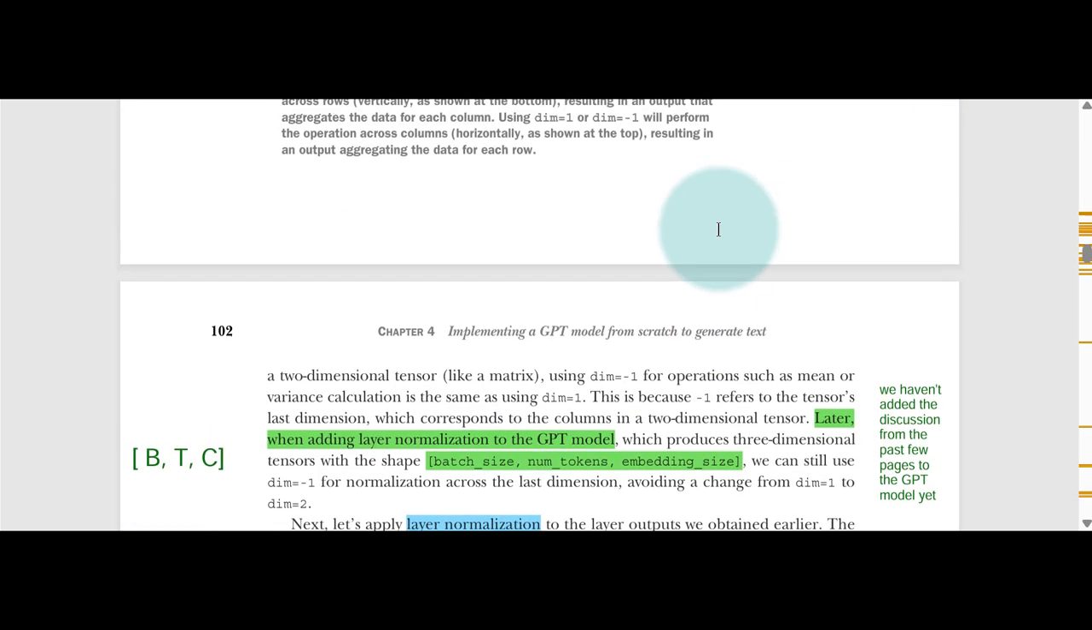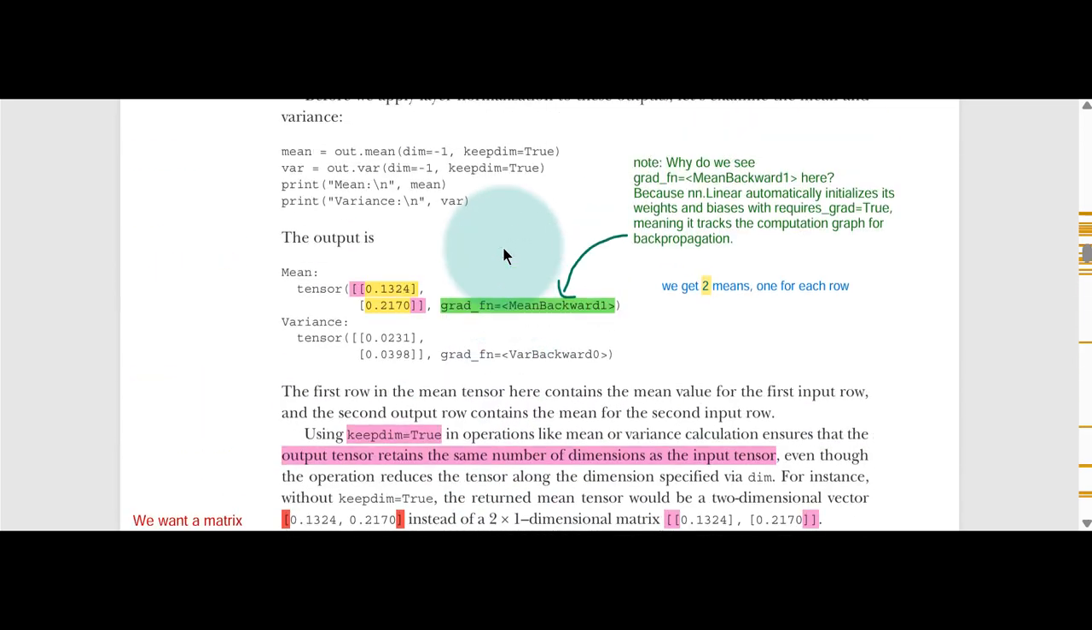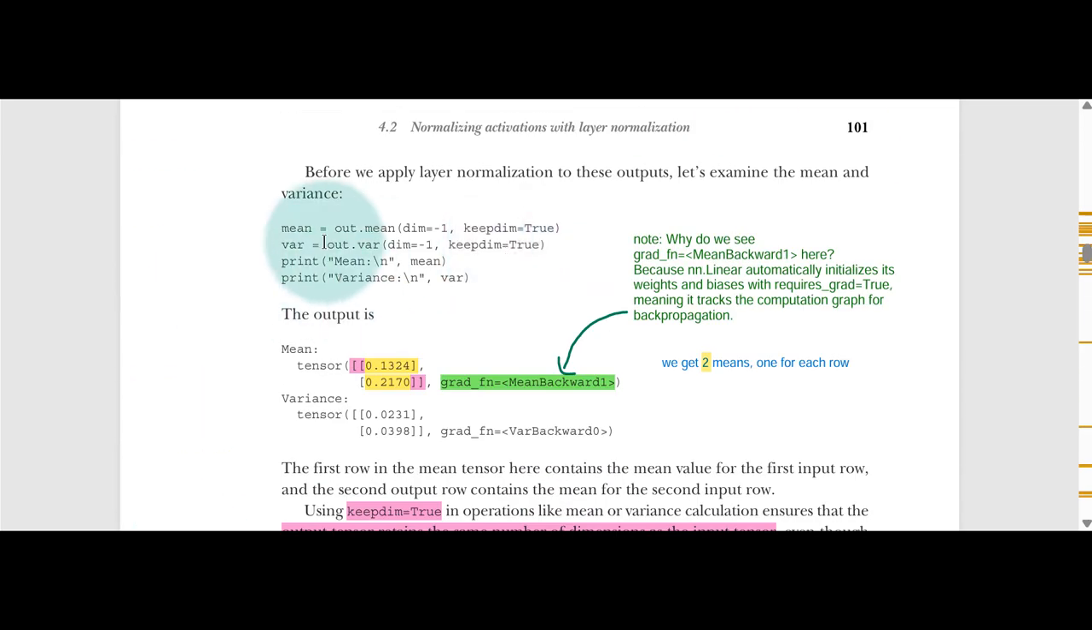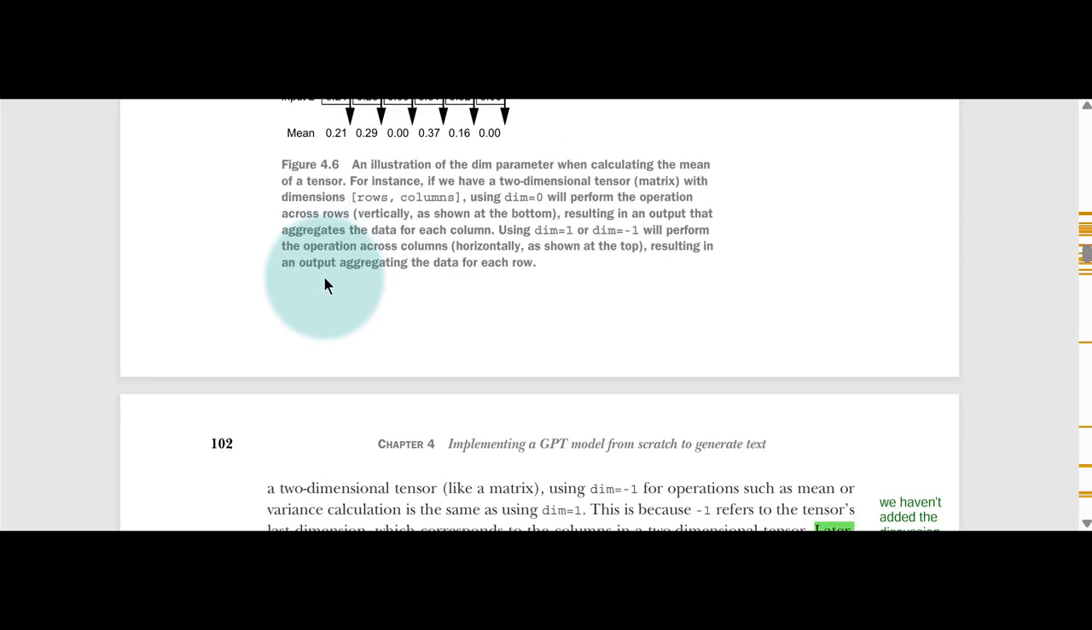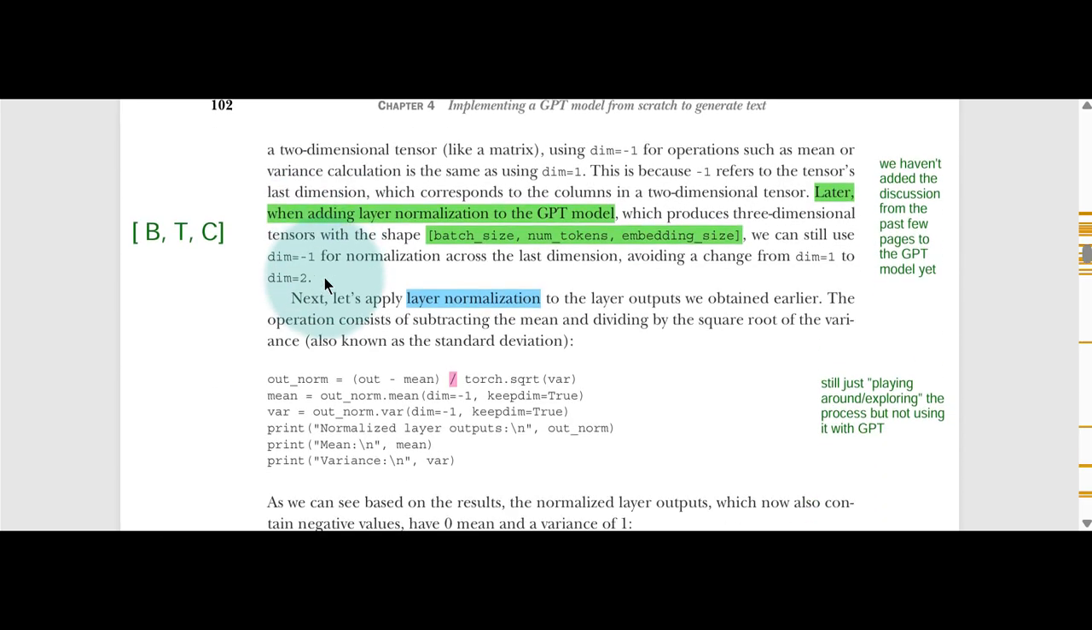Okay, so he calculated the mean already and the variance, but that's not doing normalization yet. So what does normalization mean? Yeah, that's what I did actually. So you take out minus mean divided by the square root of the variance. The square root of variance means the standard deviation. That's what I did, actually, if you go back and review it.